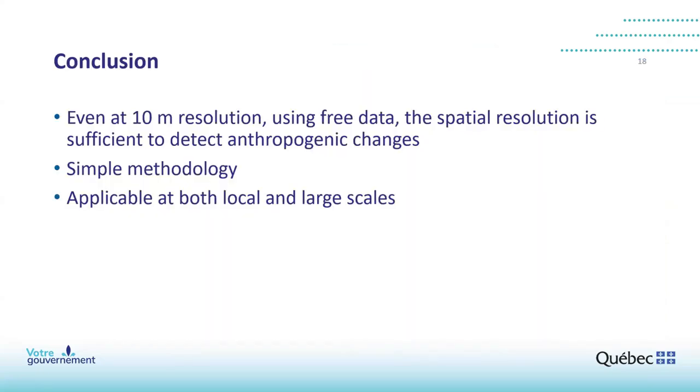So in conclusion, this work demonstrates that even with freely available satellite data at 10-meter resolution, it is possible to detect meaningful anthropogenic change in the forest environment. This methodology is relatively simple and does not rely on complex models or heavy computational resources, so it is easy to implement and reproduce. Finally, this approach is scalable, so it can be applied at a local level for detailed analysis and at a larger regional or provincial scale. This shows the strong potential of Sentinel-2 imagery.